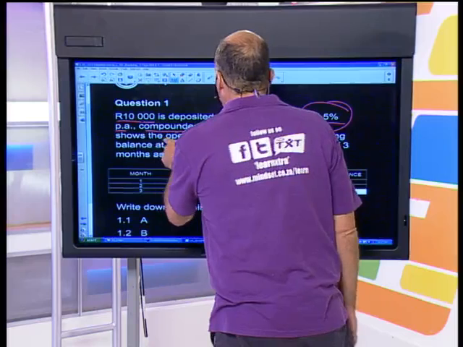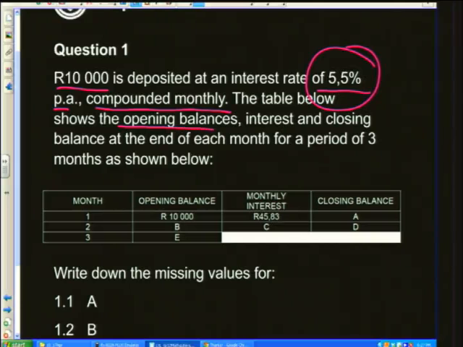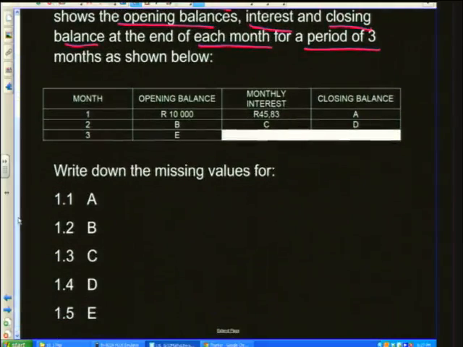So it shows the opening balance. The table below shows the opening balances, interest and closing balances at the end of each month for a period of 3 months. And now I've given it away because I've spoken too much. But let's just take a look at the example. So what it says is we start with 10,000 Rand, right?